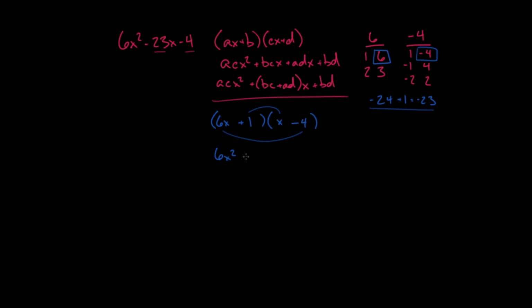6x times -4 is -24x. 1 times x is just 1x, and then 1 times negative 4 is negative 4. And so I do in fact get my original trinomial, which is what I wanted. So this is my factored form. So I did get it right, which is good.